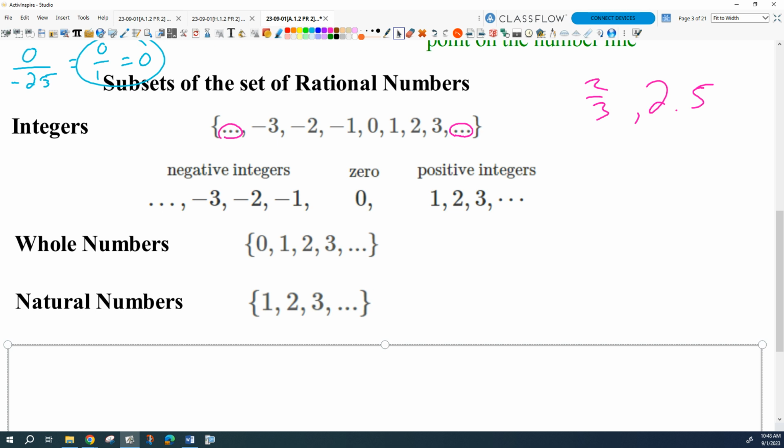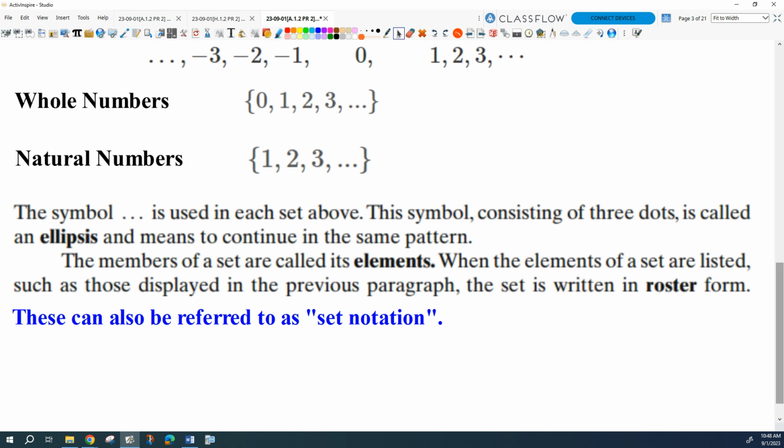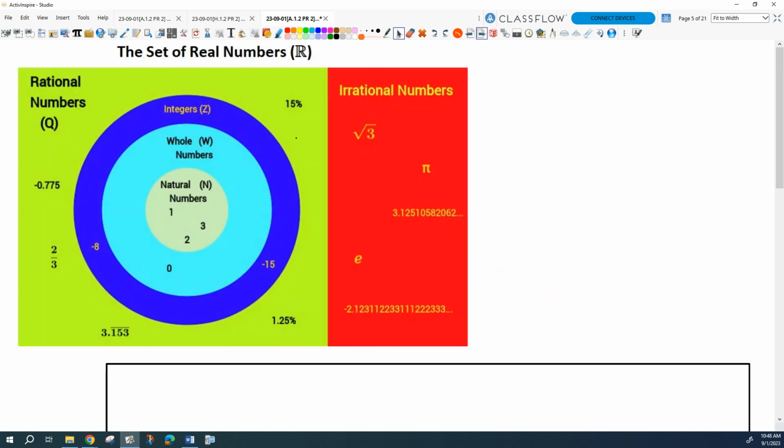Okay? All right, so if we look at our diagram again then. Oh, and I put some stuff on here just for the notes. Just for the notes, it reminds you that the 3 dots is called an ellipsis, and it just means continuing that pattern. Members of a set are called elements. Just some vocabulary, just so the stuff we talked about is in writing. So now, does this make sense?